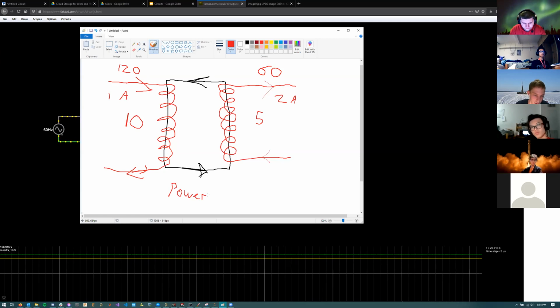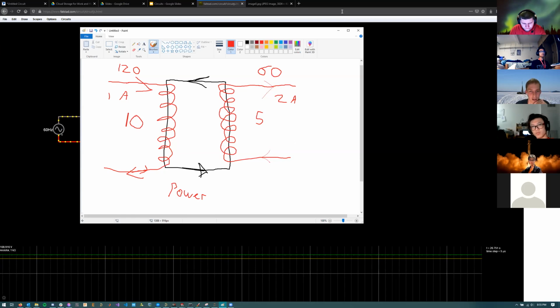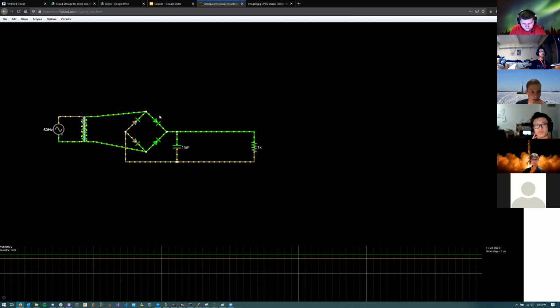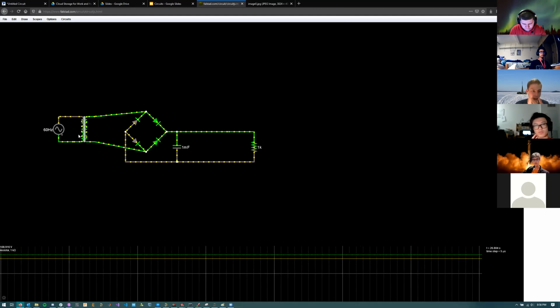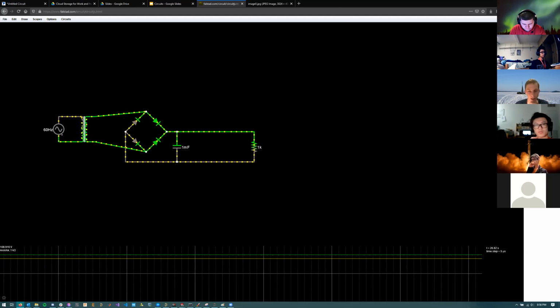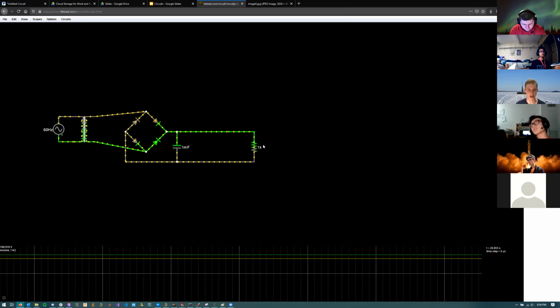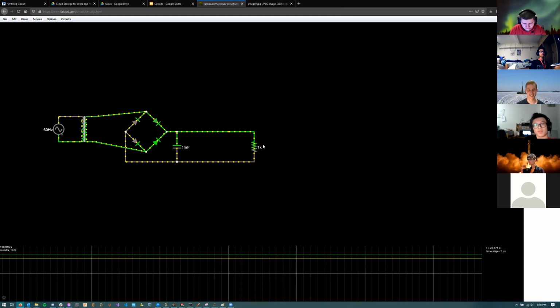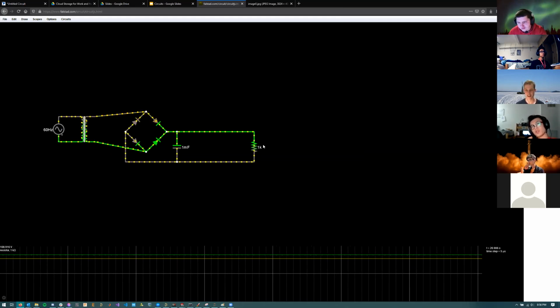So that was a long-winded explanation that a transformer electrically isolates two AC circuits. All right, does that answer your question? Yeah. Okay. Any others?